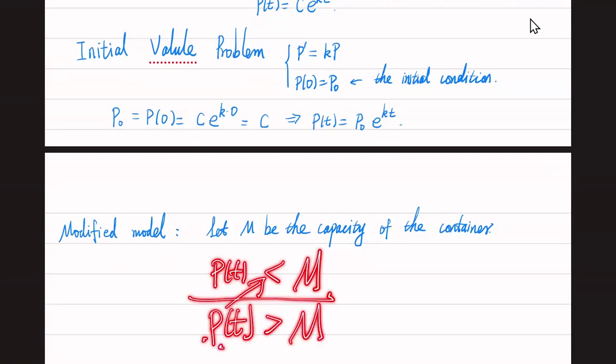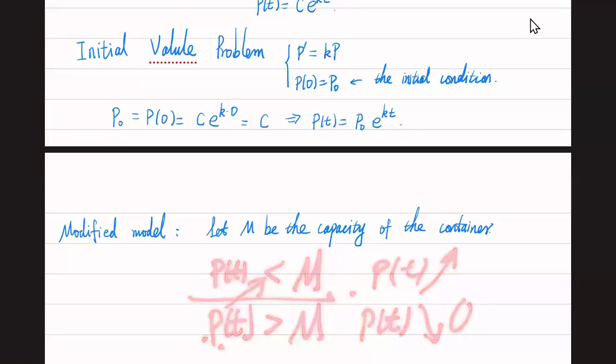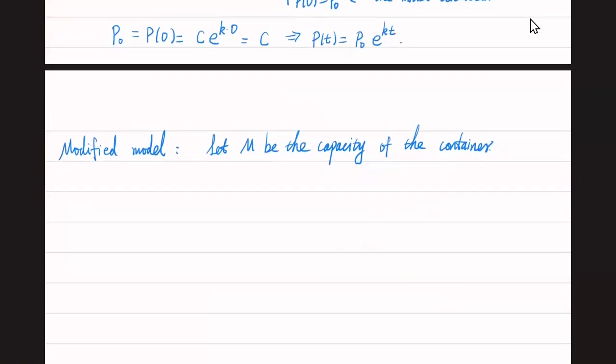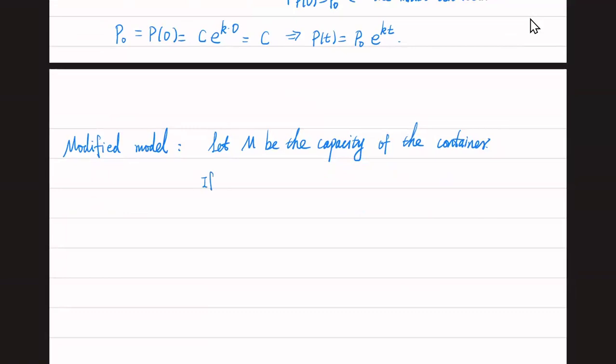So P will still increase, then the population will decrease. The two cases. The meaning of the capacity. If P is less than M, we see the derivative is positive. If P is bigger than M, it's too crowded. Too crowded, then the population will decrease.